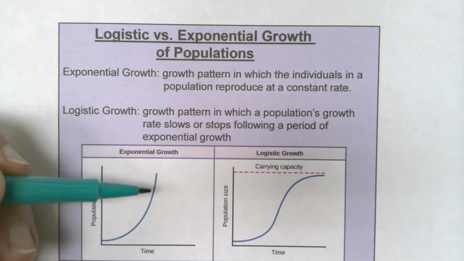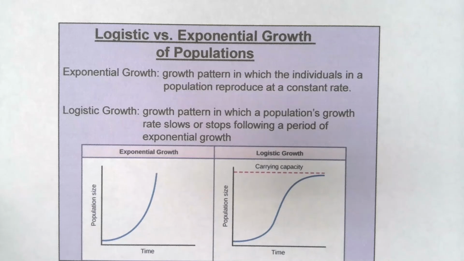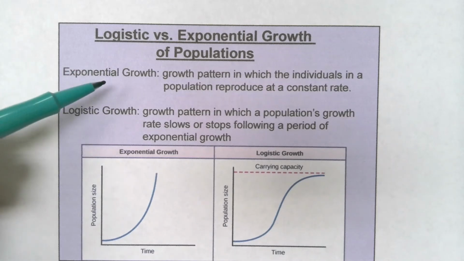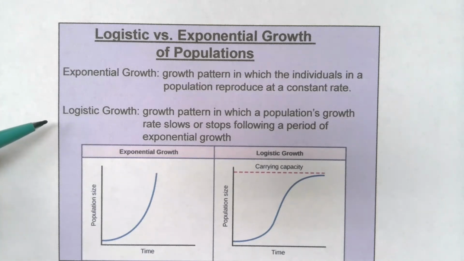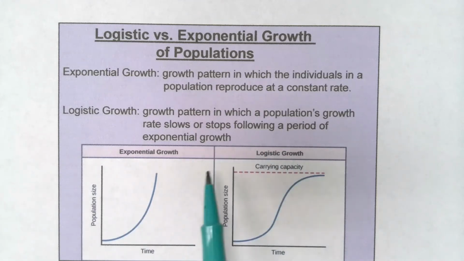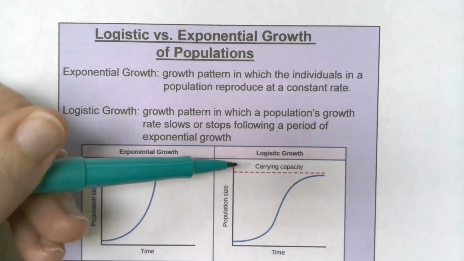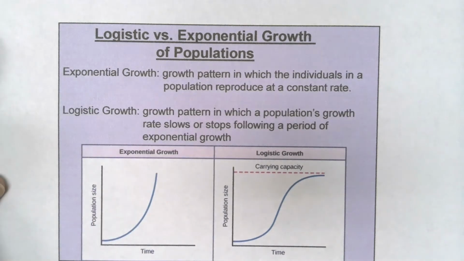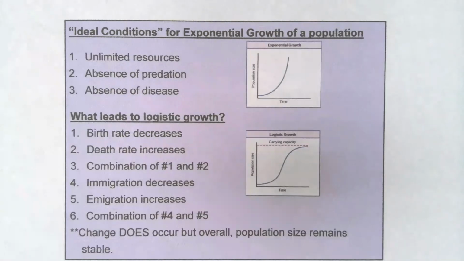Right? However, populations cannot grow indefinitely, right? So they can reproduce at a constant rate, but then something's got to keep populations in check. Okay, so notice the definition of logistic growth is that this is a growth pattern in which a population's growth rate slows or stops following a period of exponential growth. And so a logistic growth curve looks like the letter S. And notice you've got a term carrying capacity listed up there, okay, that we're going to talk about on the next slide. All right, so not the next slide yet, but you do see carrying capacity here.